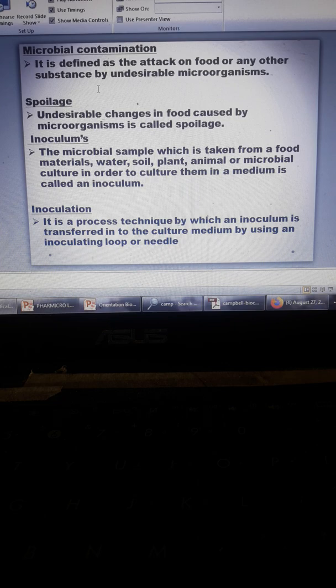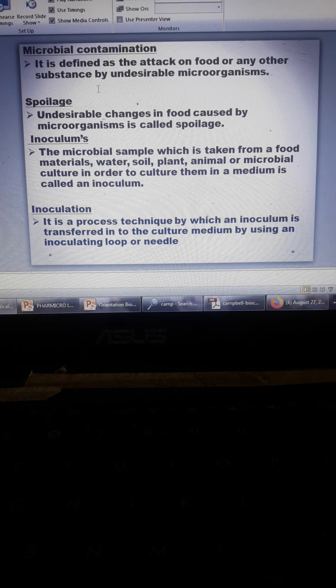Inoculum, the microbial sample which is taken from the food, materials, water, soil, plant, animal, or microbial culture in order to culture them in a medium, is called an inoculum. Okay?